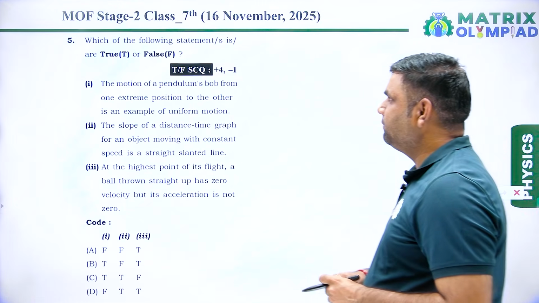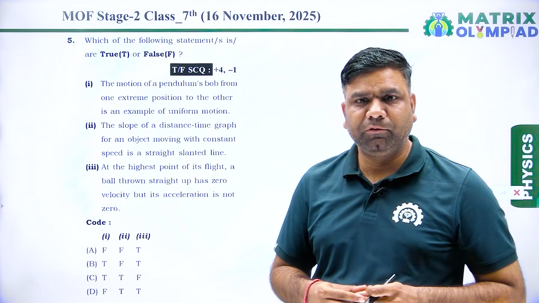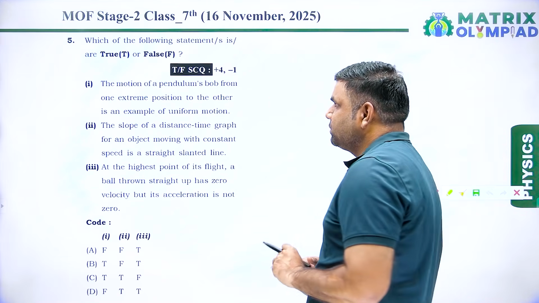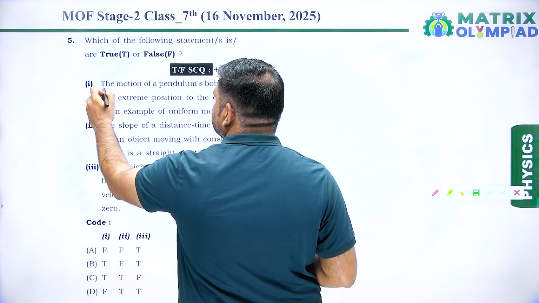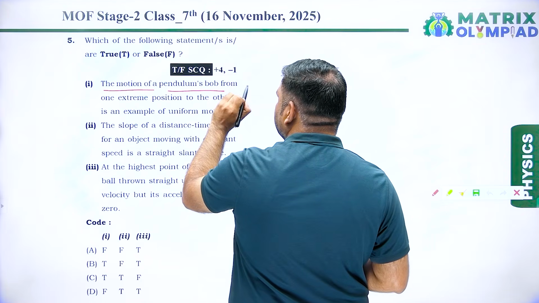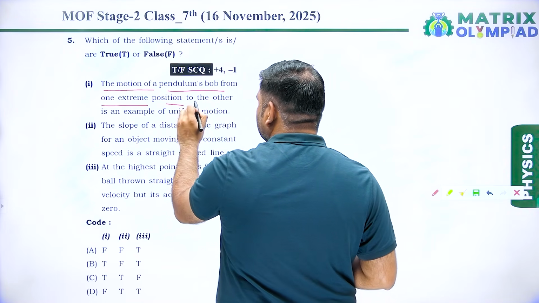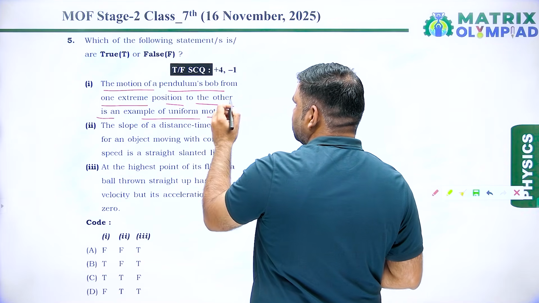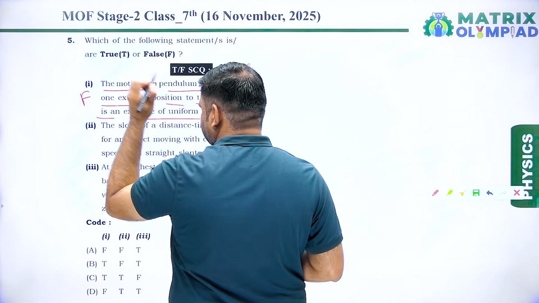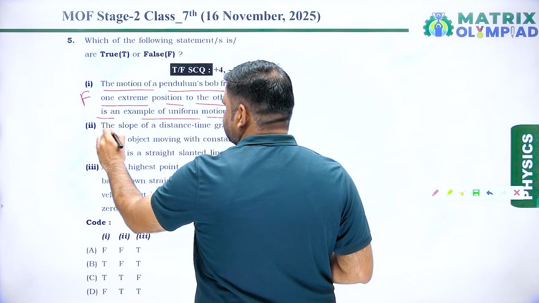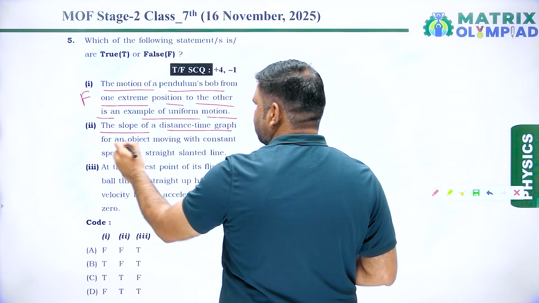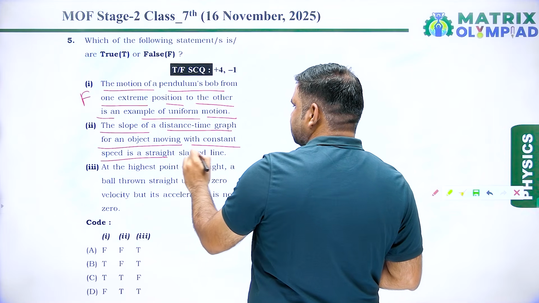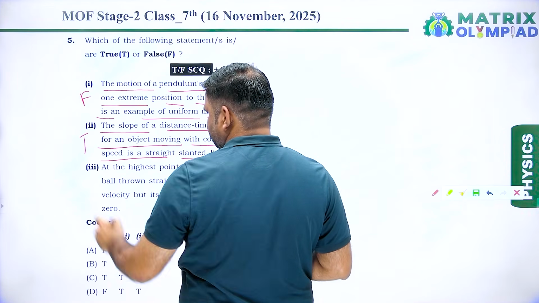Question number 5 is based on true and false. We have to find which statement is true and which one is false. So let's start the solution. The first is, the motion of a pendulum bob from one extreme position to the other is an example of uniform motion. So students, the first one is false. Second is, the slope of a distance-time graph for an object moving with constant speed is a straight slanted line. Yes, this is true.